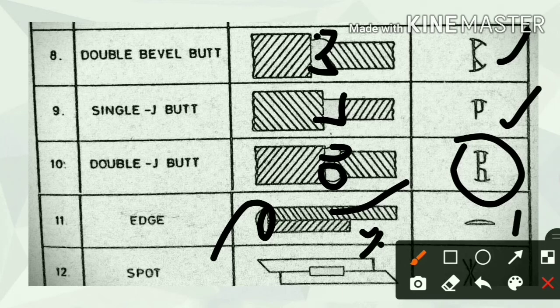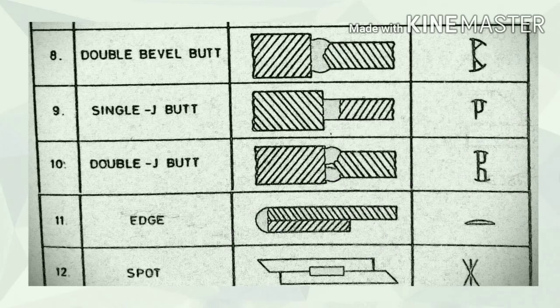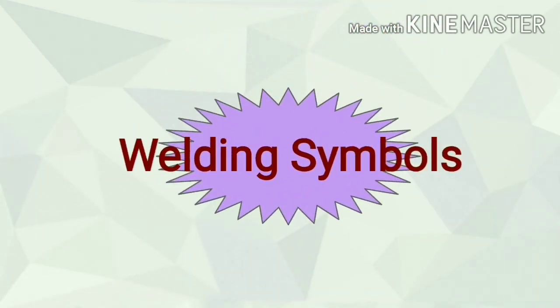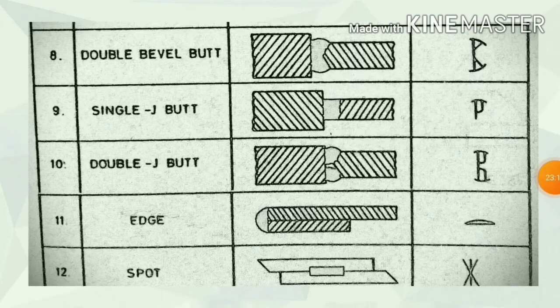Spot, one plate is this, second plate is this. Here is spot. Here is 12 types of welding joint, and 13 is seam welding. Seam is when it is this type of welding, is done in aerospace.